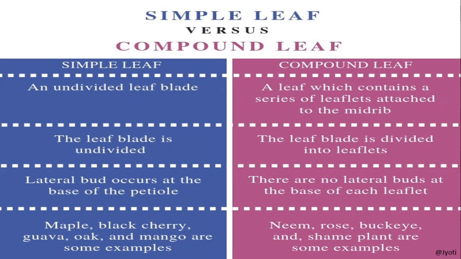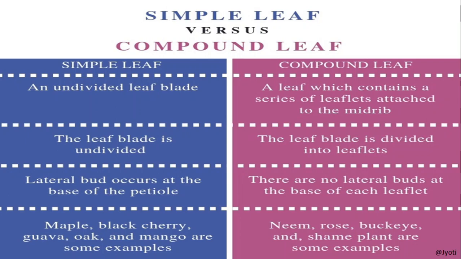Now we'll discuss some common differences between simple leaf and compound leaf. This is very important from the examination point of view. The simple leaf has an undivided leaf blade, that means the leaf blade is not completely divided. But in a compound leaf, the leaf contains a series of leaflets which are attached to the midrib, and that midrib is called rachis. In a simple leaf the leaf blade is undivided, as I have said. The leaf blade is divided in a compound leaf to give rise to leaflets.